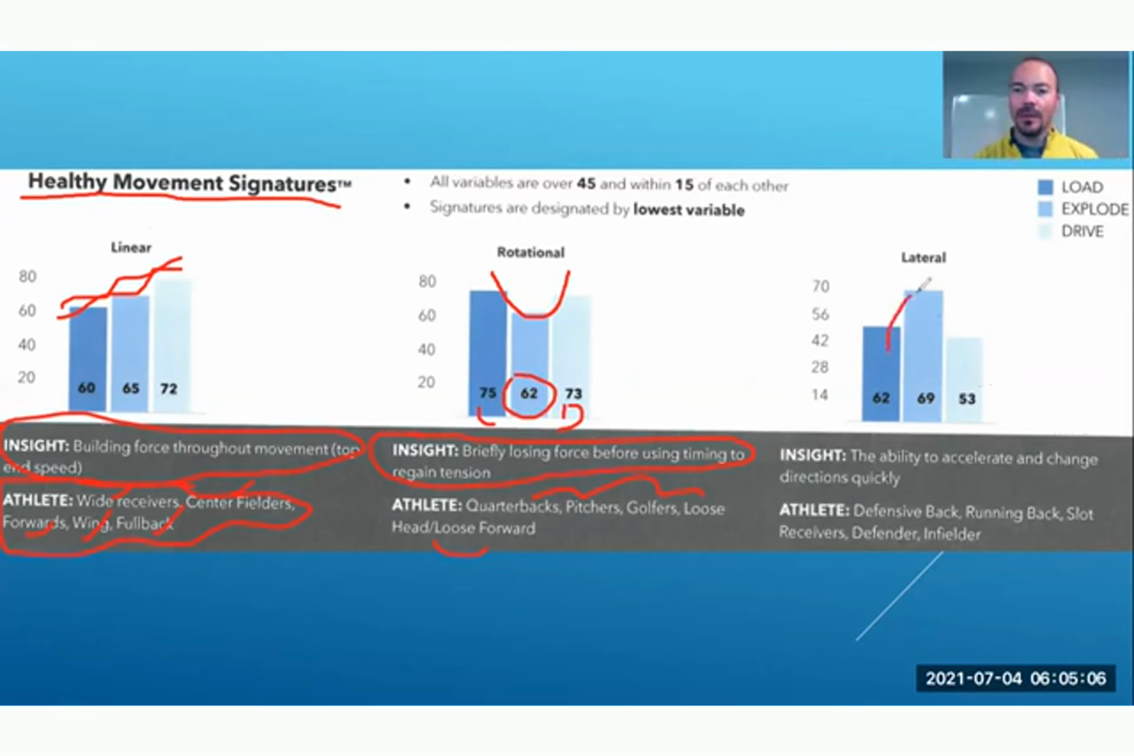Lateral would be sort of the upside down U shape there, the bell curve really. And where we're looking at the ability to accelerate and change directions quickly. And some examples down here. So this is lateral, also known as a middle finger drive, right?